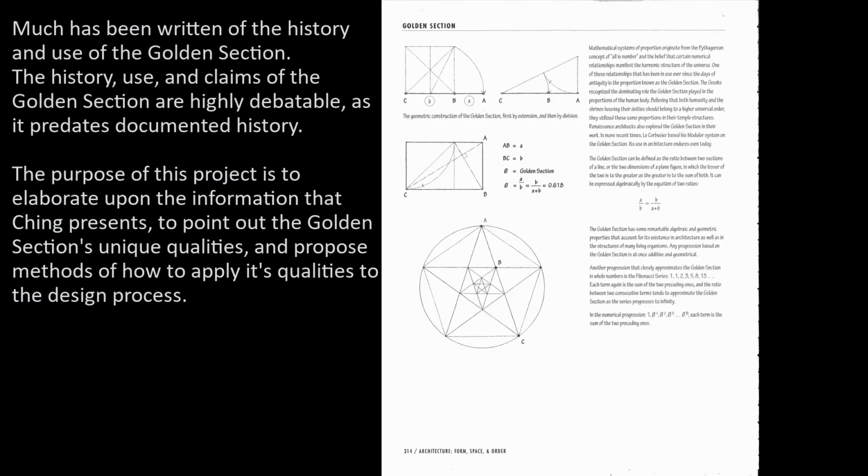Much has been written of the history and use of the golden section. The history, use, and claims of the golden section are highly debatable as it predates documented history. The purpose of this project is to elaborate upon the information that Ching presents, to point out the golden section's unique qualities, and propose methods of how to apply its qualities to the design process.